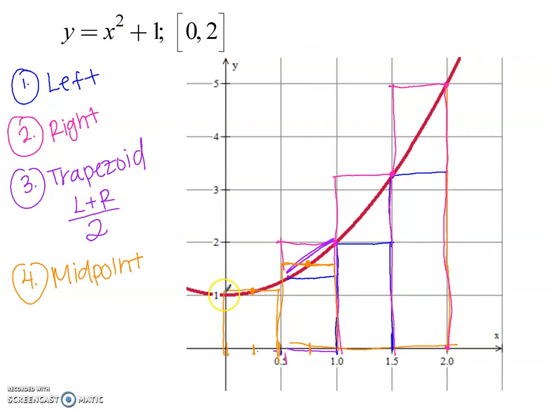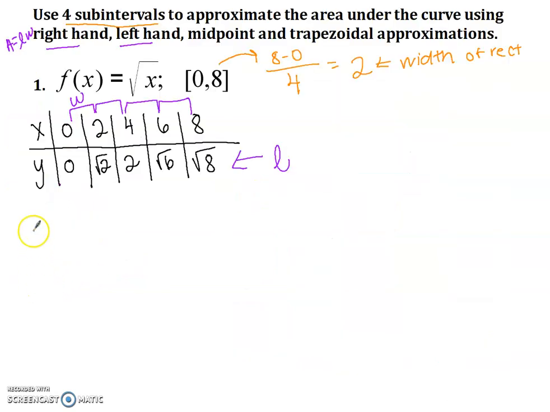If I look at these rectangles here, I went up to the graph. That was the y value. So the y value will always tell you how tall the rectangle is. So to get my left-hand sum, you're just going to do length times width for every single rectangle starting from the left side.